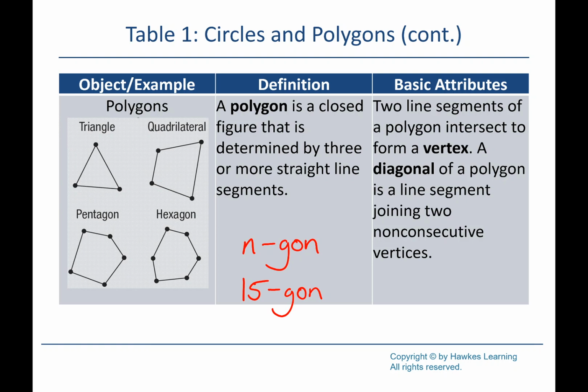Okay, and then each one of the corners, each place we have 2 sides that meet, I call that a vertex. You have multiples of vertices. Okay. And then the other thing this slide tells us about is if we have a diagonal of a polygon. So all a diagonal is, is if we start at one vertex and we draw a line to another vertex that's not already connected to it. So that would be a diagonal of our quadrilateral there.